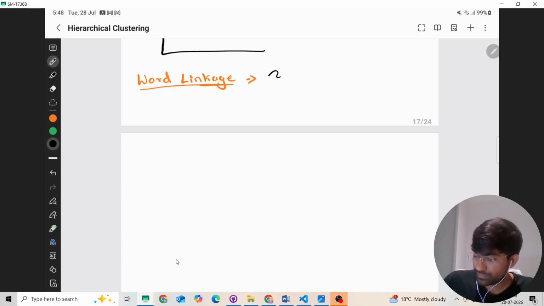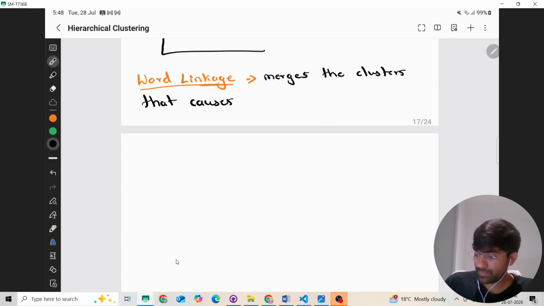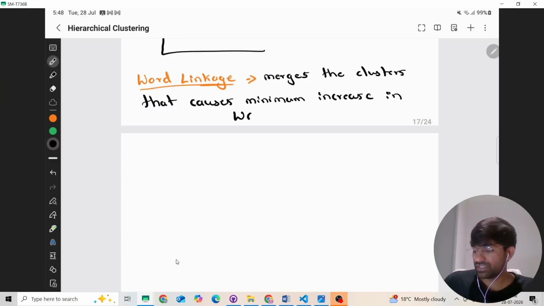Let me write. Merges the clusters that causes minimum increase in WCSS. WCSS is nothing but within cluster sum of square. That is inertia. I have explained this in the previous video. Okay? That is nothing but inertia. Sorry for the wrong spelling. Inertia.